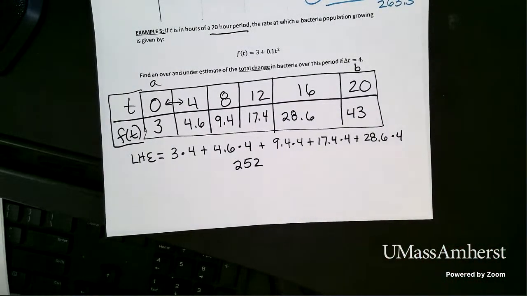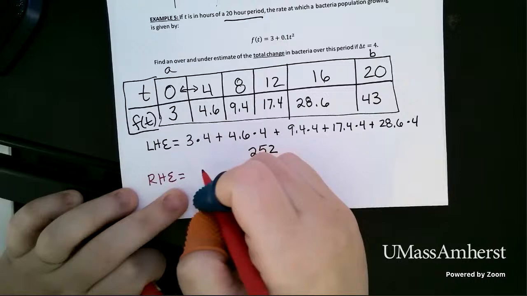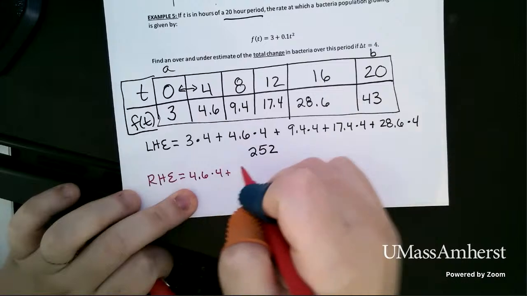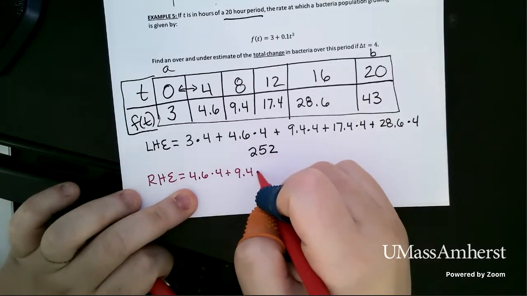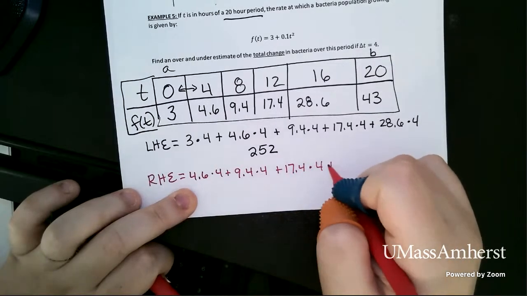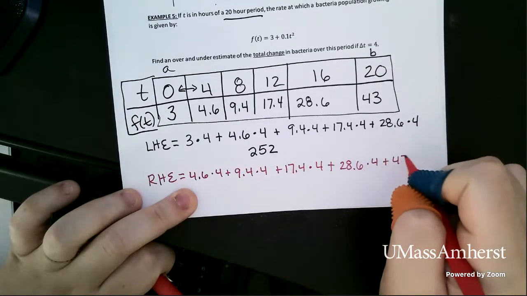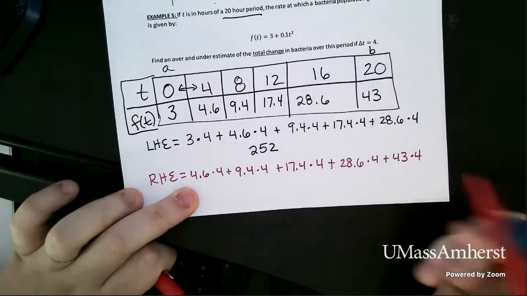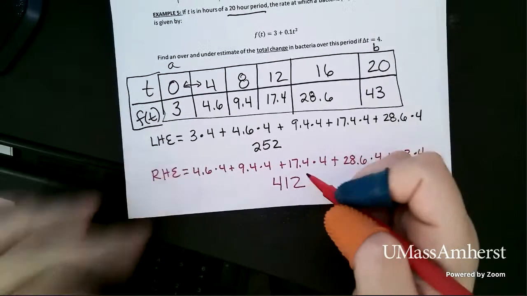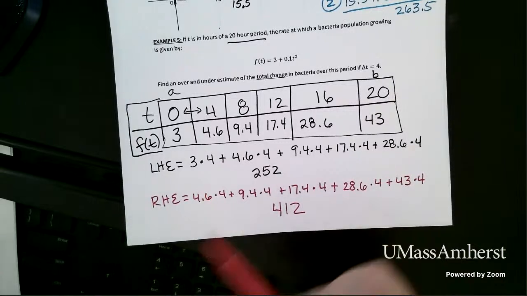When we do a right-hand estimation, we're picking the rate on the right for each 4-hour period. So we have 4.6 times 4 plus 9.4 times 4 plus 17.4 times 4 plus 28.6 times 4 plus 43 times 4. When we add up all of those, we get 412. And again, when we do a right-hand estimation, we don't use the leftmost rate.